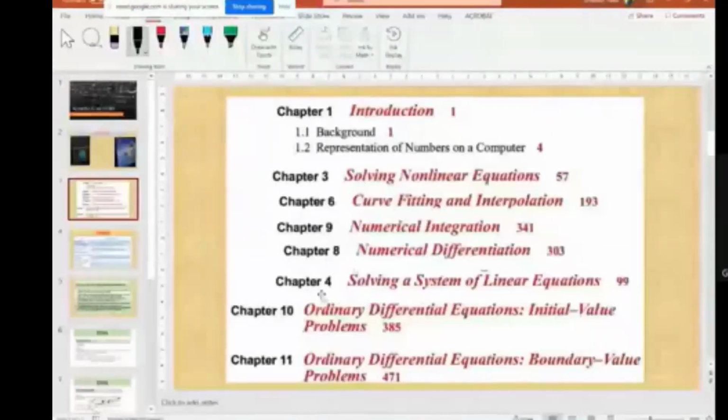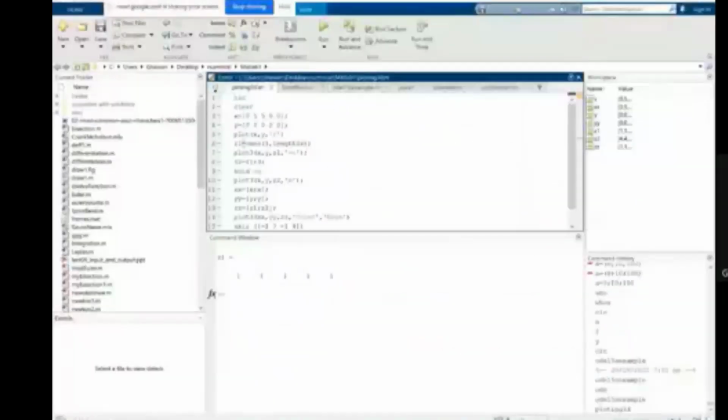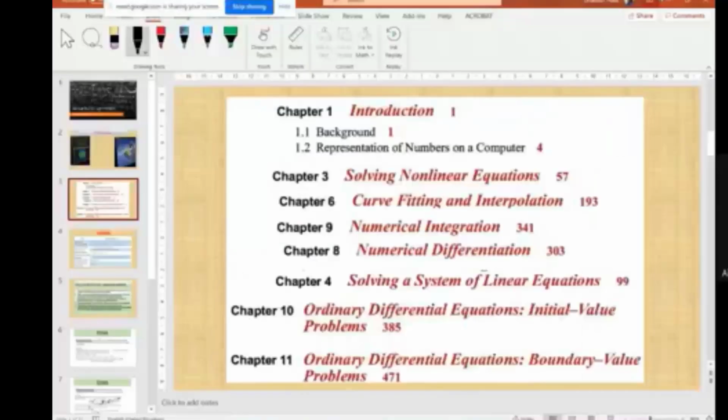Did you take it before? Has anyone worked on it before? No, doctor, this is the first time. This is the first time. Okay.